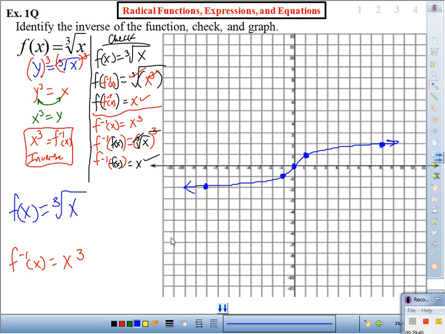All right, let's go to x cubed in red. First value, 0, 0. If I substitute 1 in there, what is 1 cubed? 1. Next value, if I substitute 2, what is 2 cubed? 8. Let me go the other side. If I substitute negative 1 cubed, negative 1. If I substitute negative 2 cubed, negative 8.